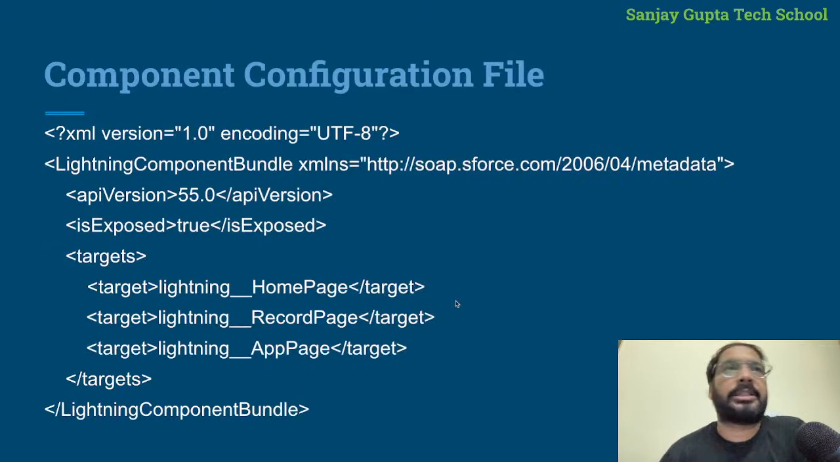So moving forward, this is our fourth file, which is also important. It will be created automatically, but one thing you need to set here is targets. Here you can see home page, record page, app page are written. This is the syntax. This way you need to define the targets, and accordingly your component will be available for that destination. So if you write home page, record page, and app page, this Lightning Web Component will be visible for these pages only. You won't be able to place your component on a Lightning quick action.